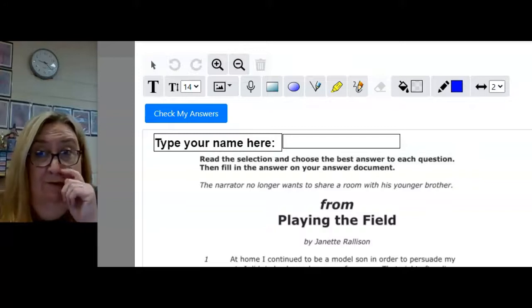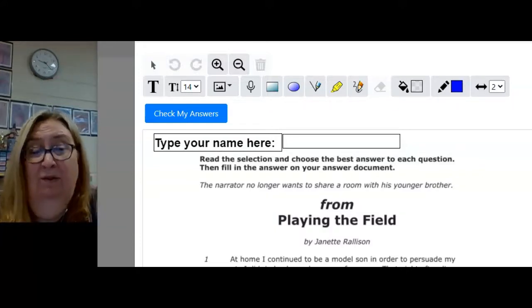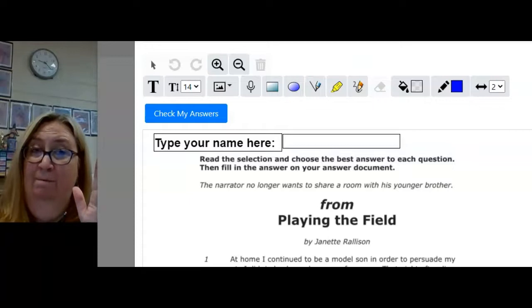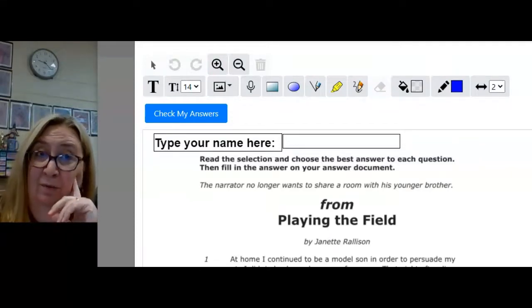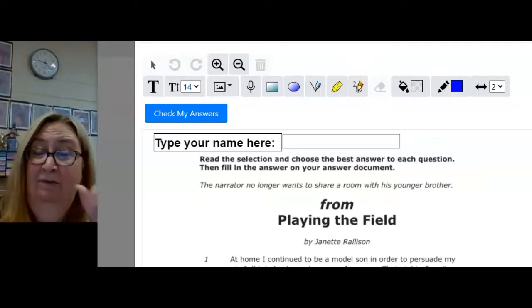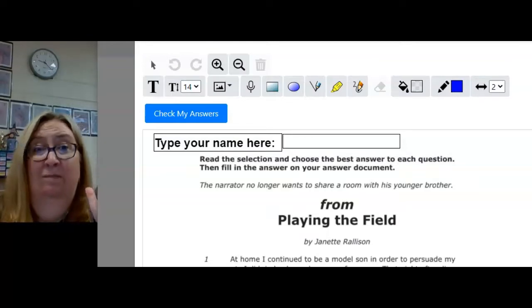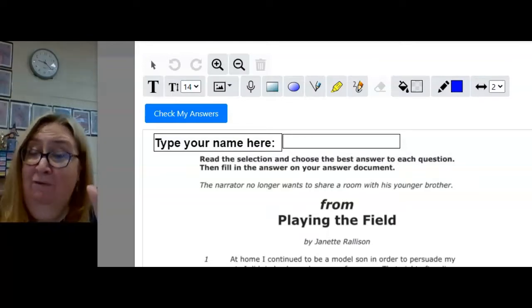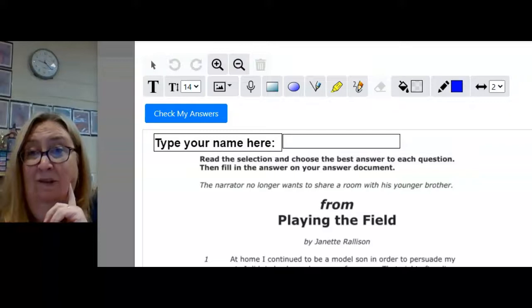What I would like for you to do is minimize this window so that it only takes up half of your screen. On the other half of your screen, I want you to open a new tab, drag it over, and go back to your Google Classroom and click on the form. I want you to be able to see the form on one side and the video on the other.